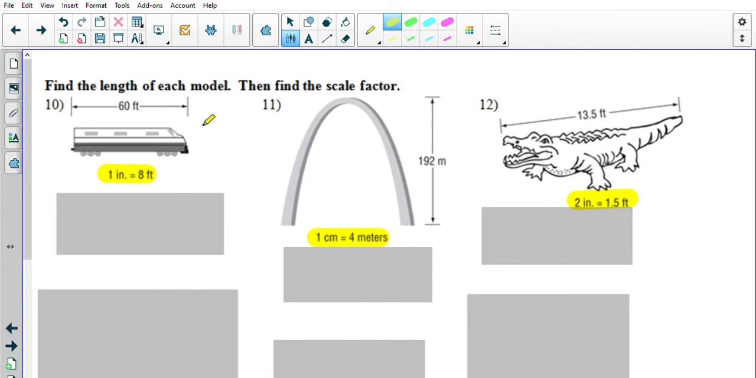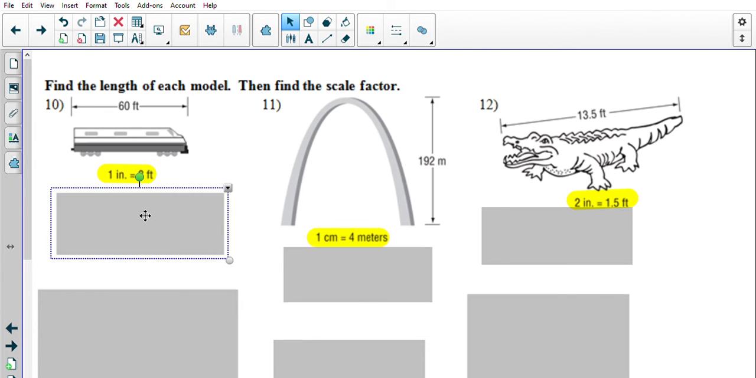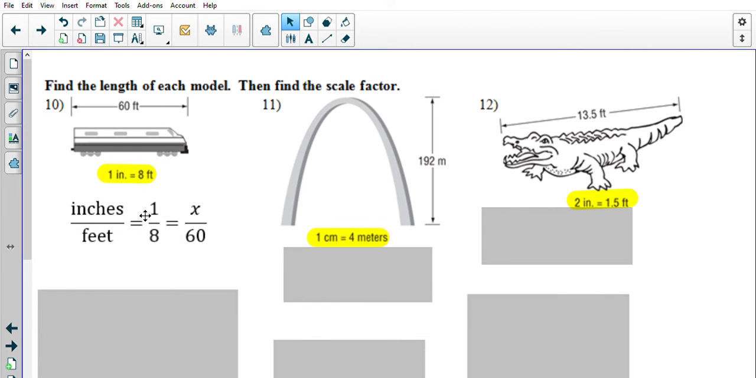We're going to use that to help us find, we're given the actual length of this. It looks like a little bit of a subway train or just a train in general. We're given the actual length of 60 feet. We want to find the model length, given that the scale is 1 inch represents 8 feet. So I set up a proportion. It's not the only way to do it, but I think it's one of the easiest ways.